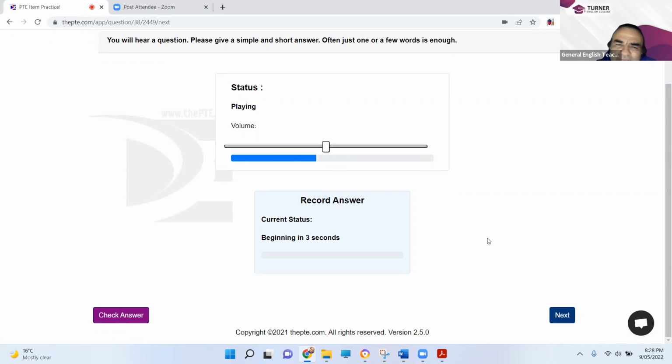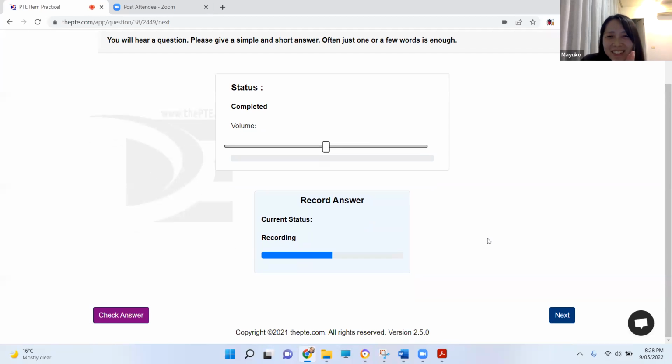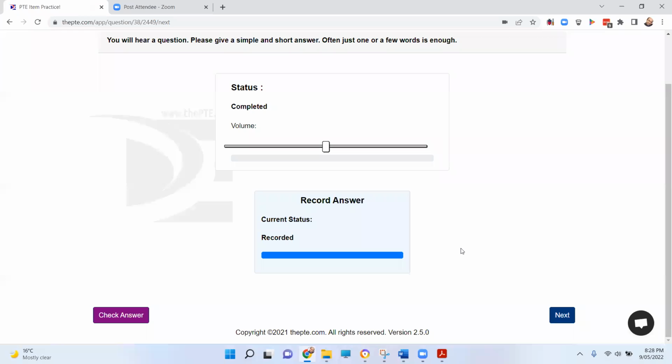What's the word for the hairs that cover a cat's body? Mayuko, come on, Mayuko. Feather. We did this one last week, right? Sorry, I didn't understand the question. What was the question? What do we call the stuff that covers a cat?